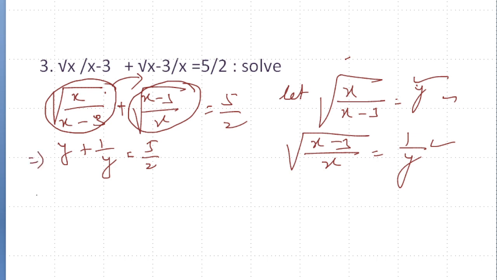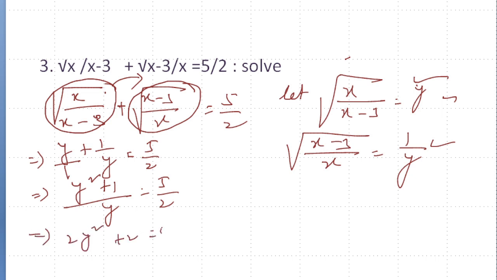Now solve it by your traditional method. The LCM, nothing is there, it is 1. You can do the butterfly method here. Those who are weak in maths can do it this way, and those who are good in maths can do it by watching only. y square plus 1 by y equals 5 by 2. Now cross multiply: 2y square plus 2 equals 5y. Now 2y square minus 5y plus 2 equals 0.